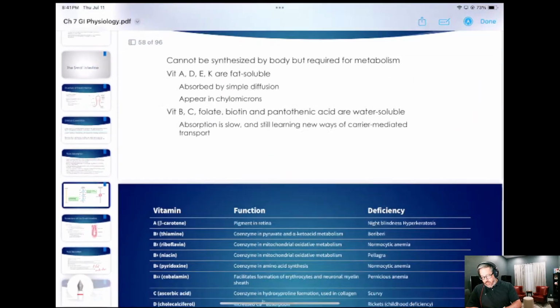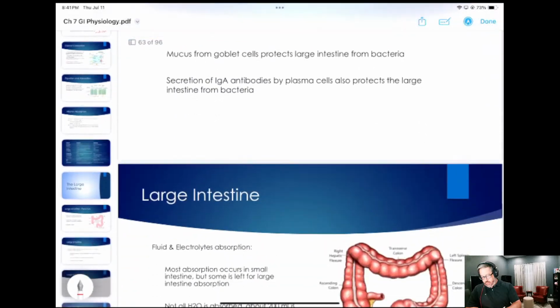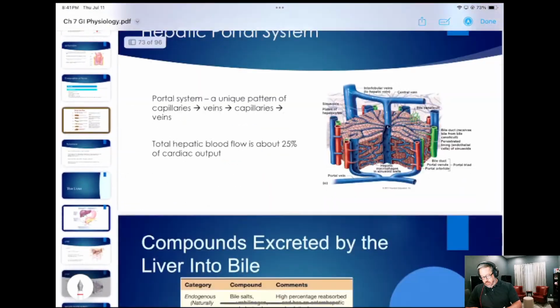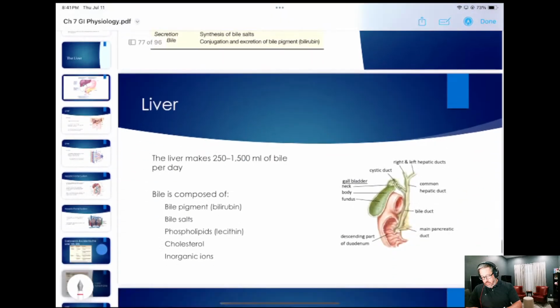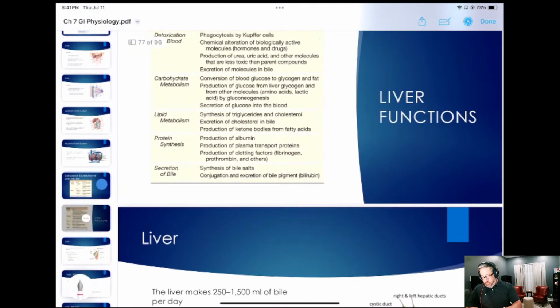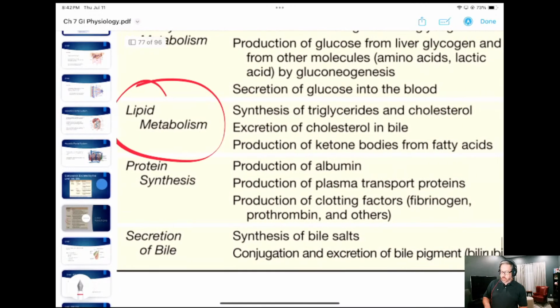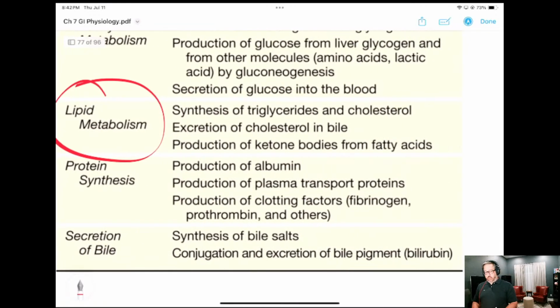Okay, atherogenic proteins. So, first of all, let's start here. Lipid metabolism. Liver, synthesis of triglycerides and cholesterol. So it's already making it. The problem is when there's too much of it inside.